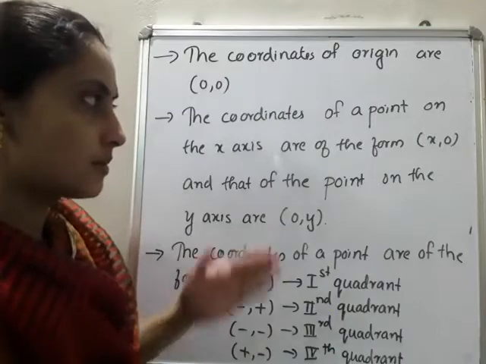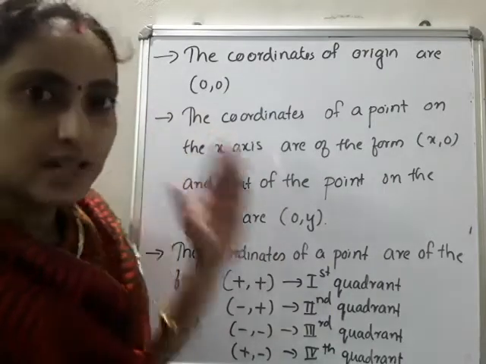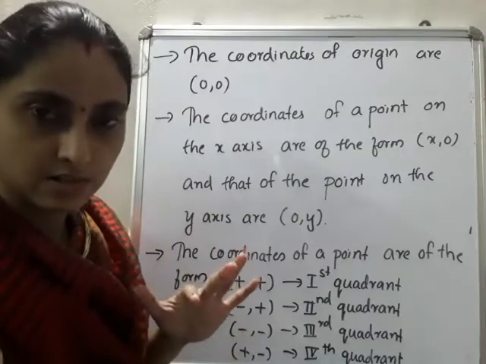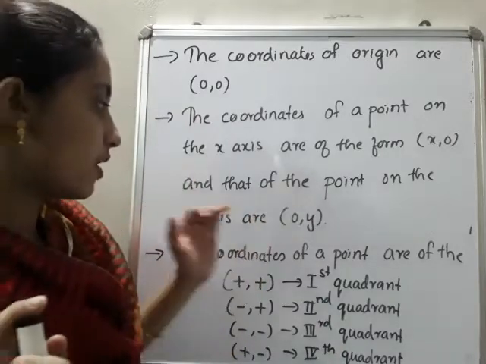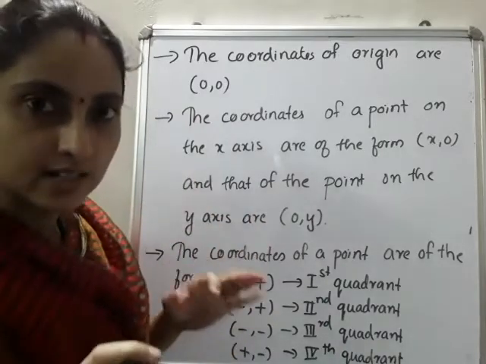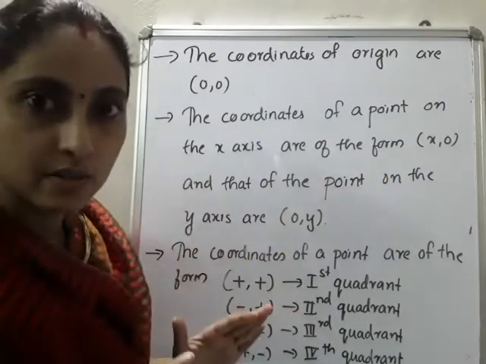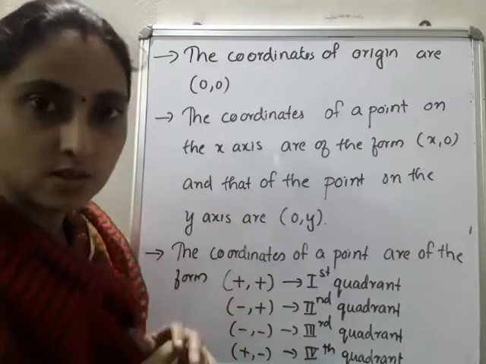Yes, so listen here please. The general form of the coordinate of a point on the x-axis is what? (x, 0), that is, y is not there. And the coordinate of a point on the y-axis is what? X is not there, that is (0, y). Clear? These two things you have to keep in mind, very, very important, because problems based on them will be asked.